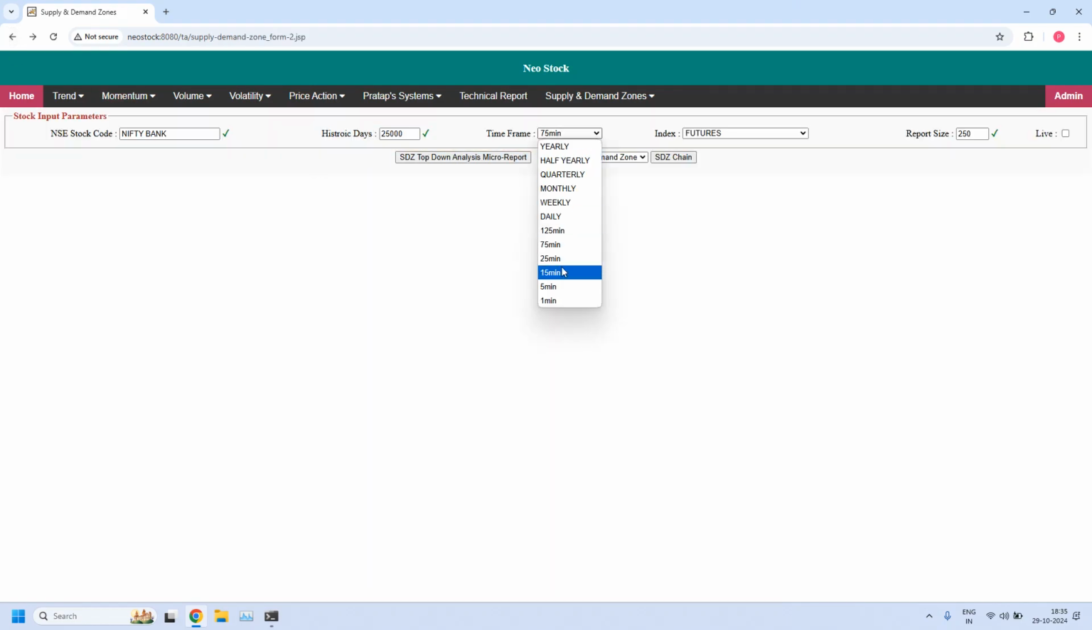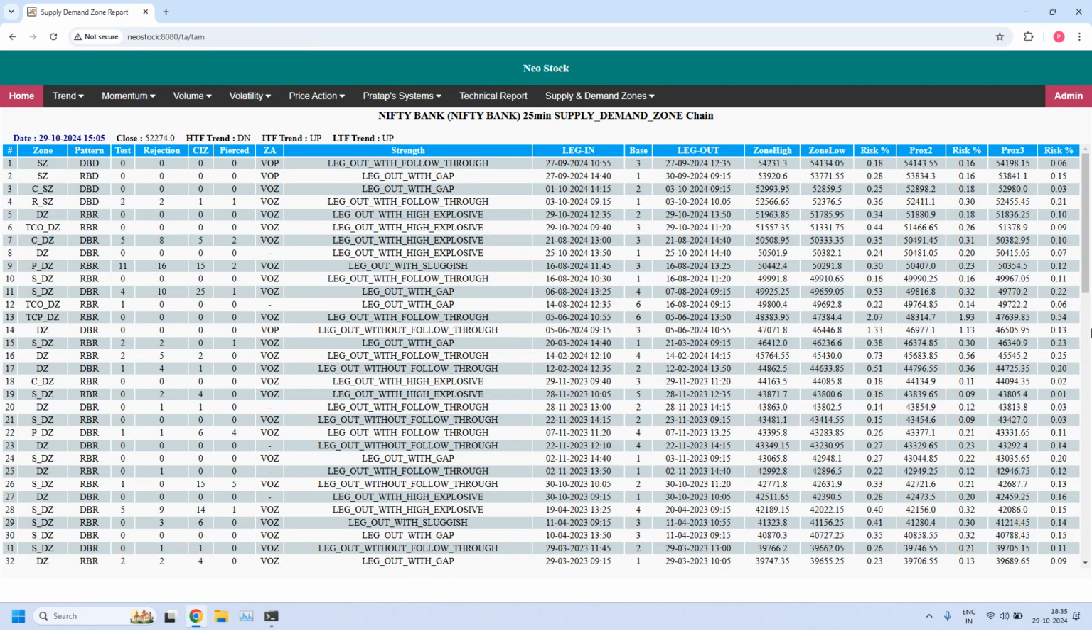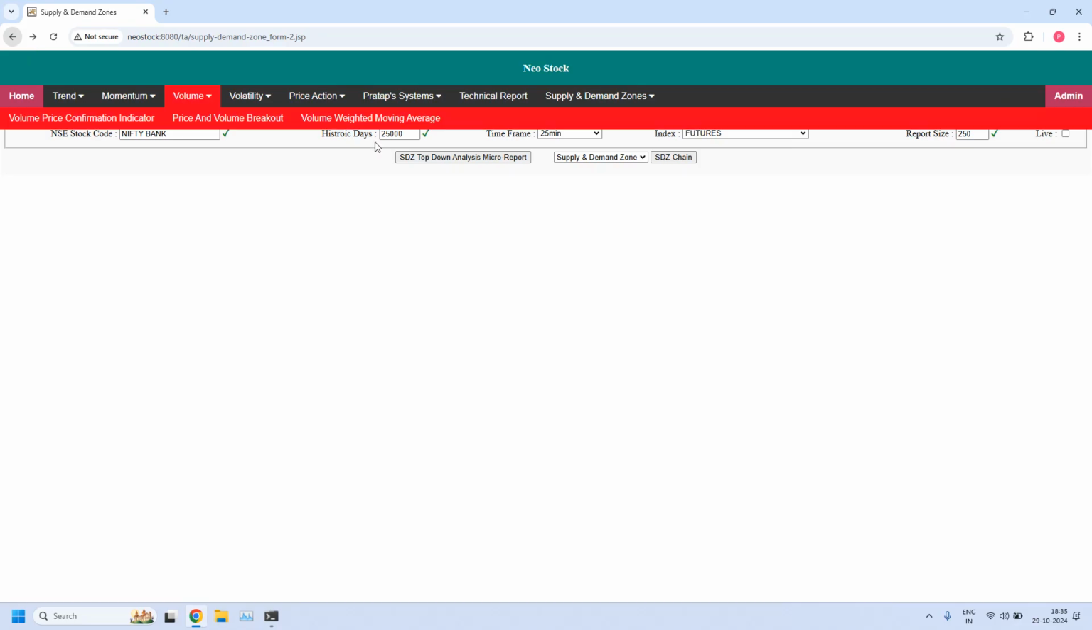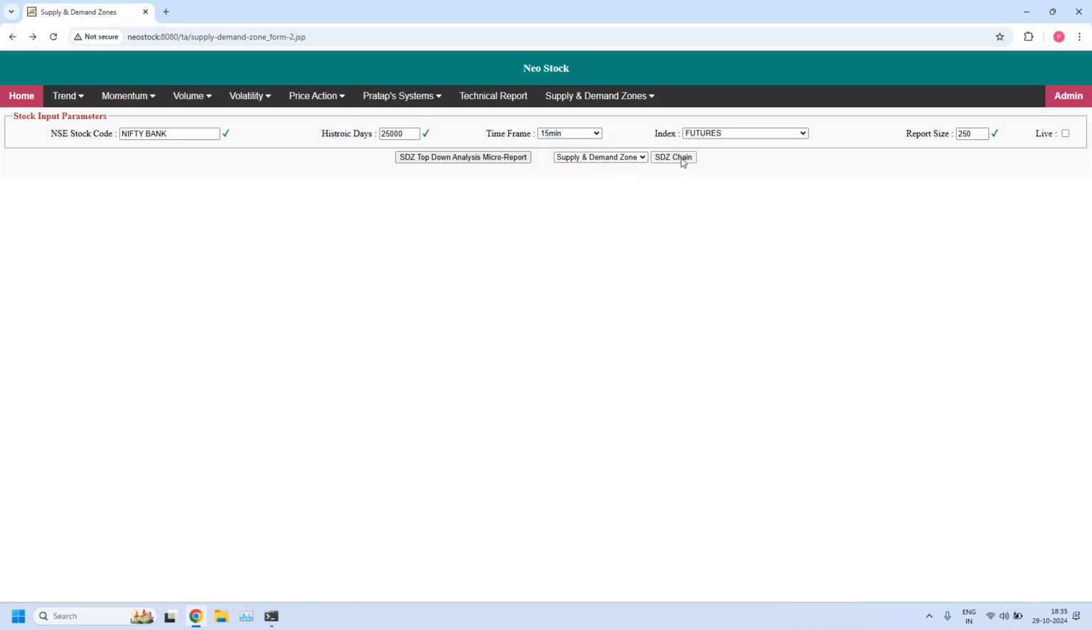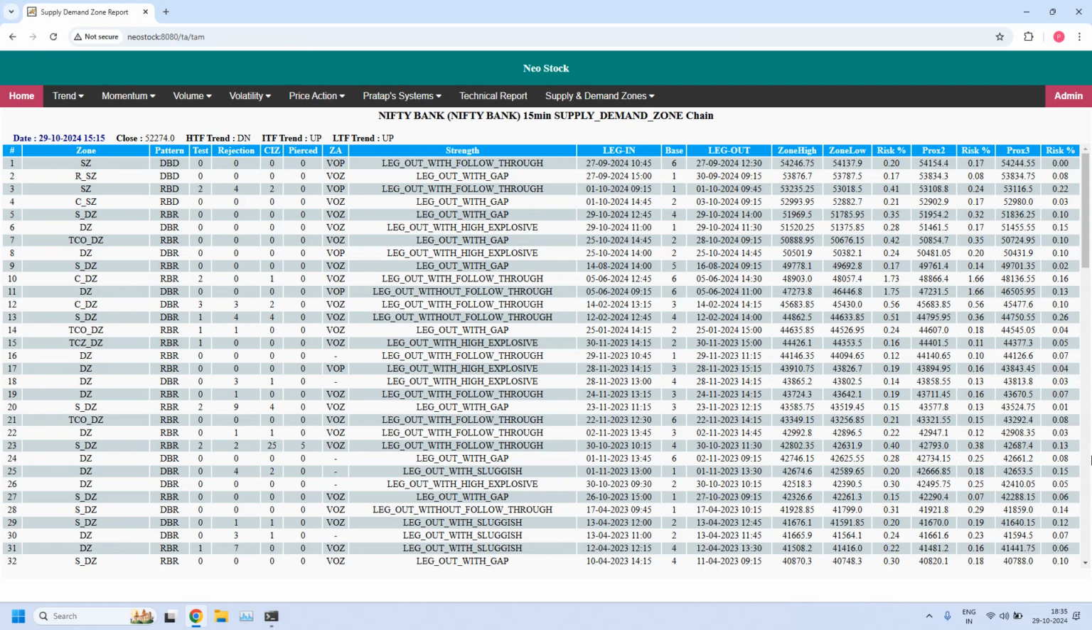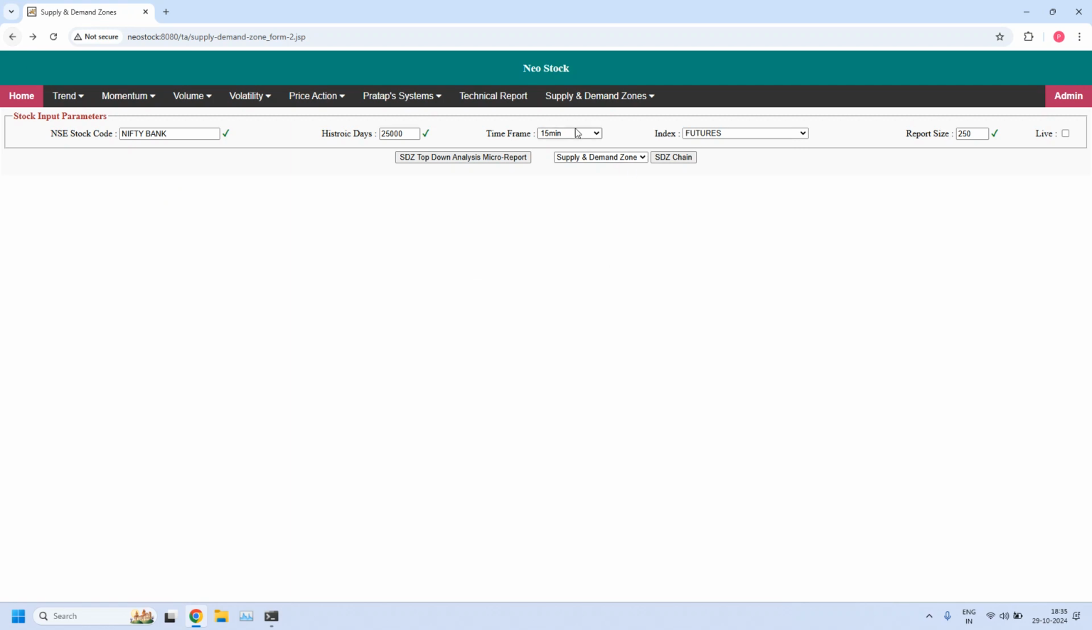Next time frame is 25 minutes, generating the 25 minutes supply demand zone chain for Bank Nifty. Next time frame is 15 minutes, generating the 15 minutes supply demand zone chain for Bank Nifty. And the next time frame is 5 minutes, generating the 5 minutes supply demand zone chain for Bank Nifty.